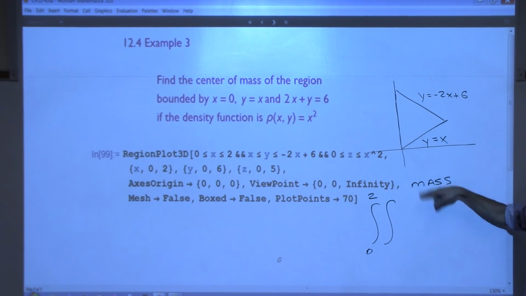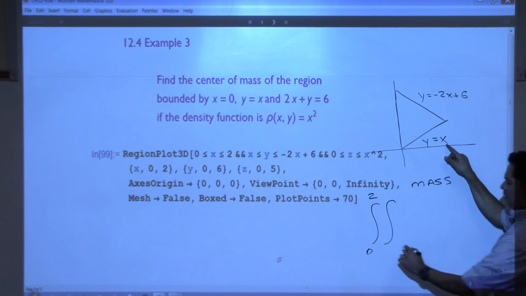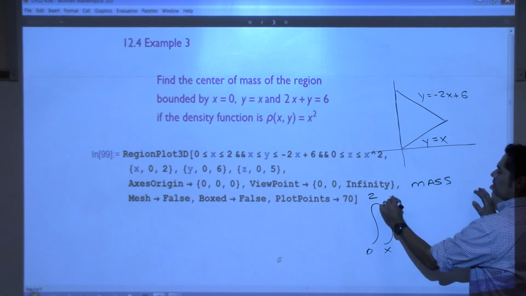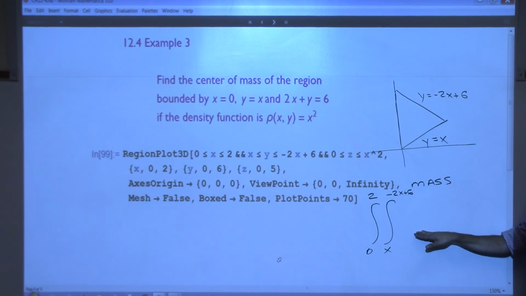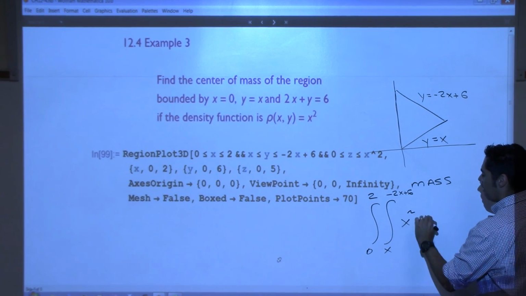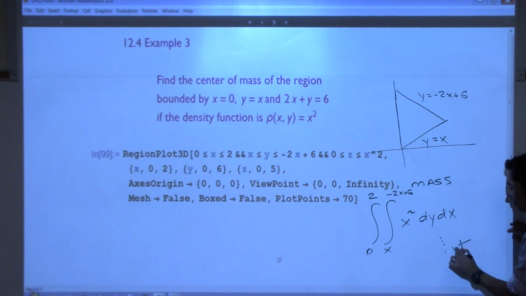So if you plug in 2, you should get... And then what are the lower and upper bounds here? Y equals x on the bottom and negative 2x plus 6. Now for mass, what am I integrating? Just the density function, x squared, dy dx. You figure out what this is and you get a number, right? That's your mass. Put it to the side, you'll need it later.